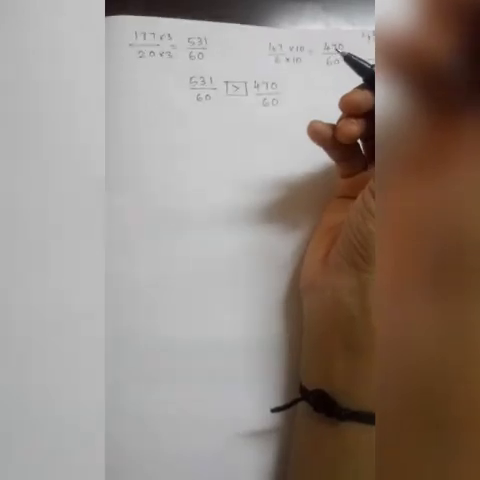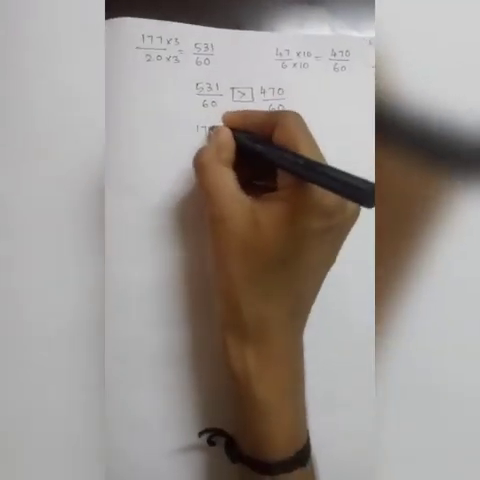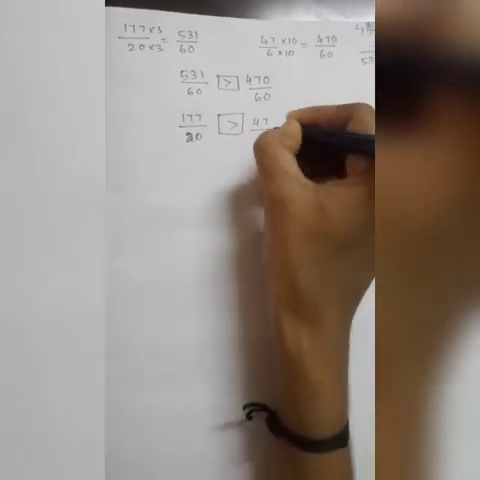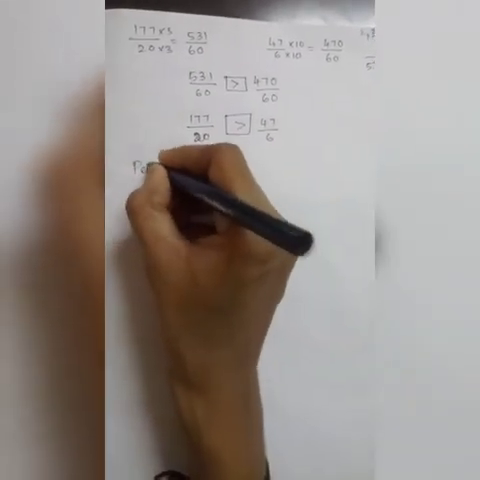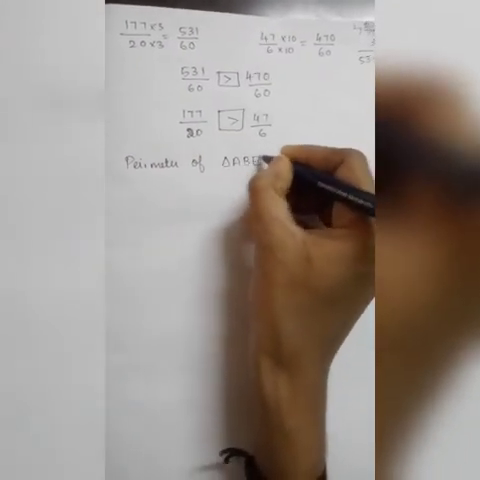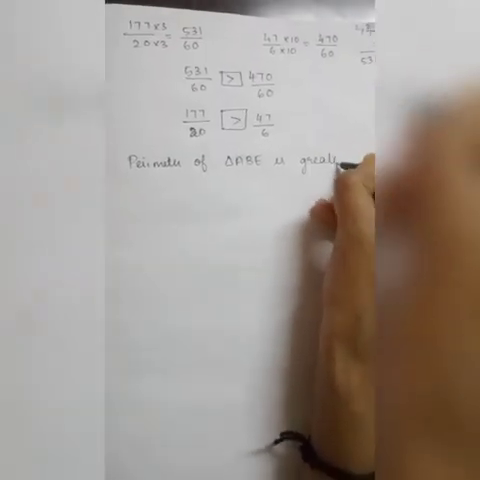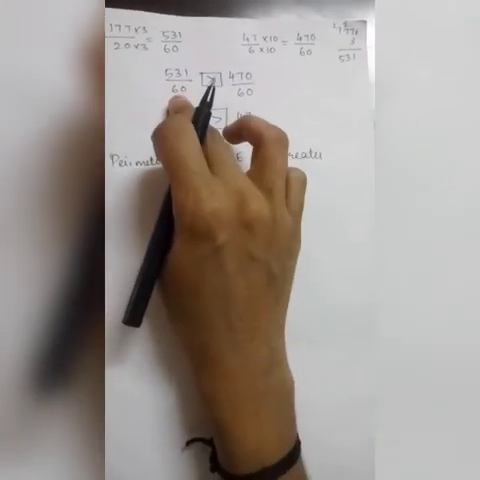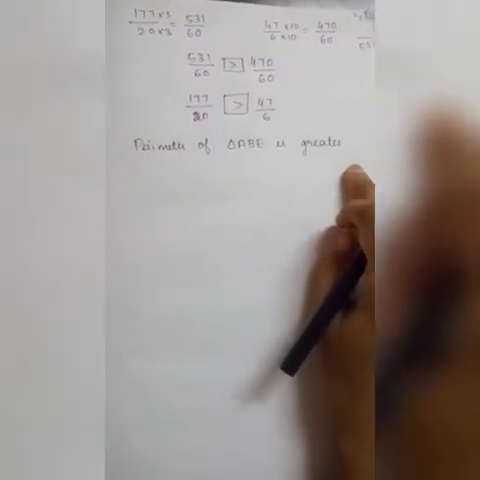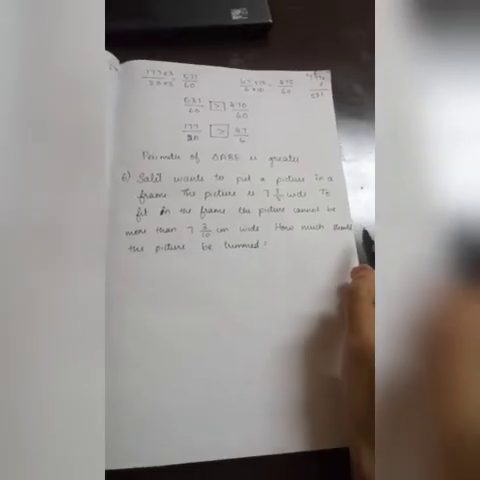So in this which is greater? 531 by 60 is greater because when the denominators are same I should only compare the numerator. That you know, right? So what is the answer? 177 by 20 will be greater than 47 by 6. So obviously perimeter of triangle ABE is greater. So perimeter of the triangle ABE is greater. Understood, children? Next is your sixth question.